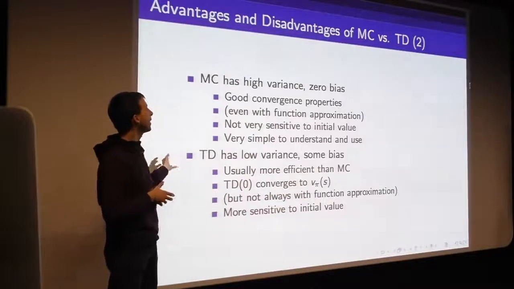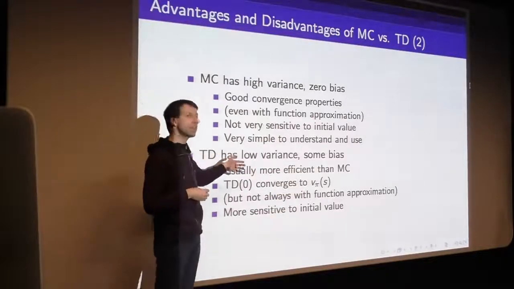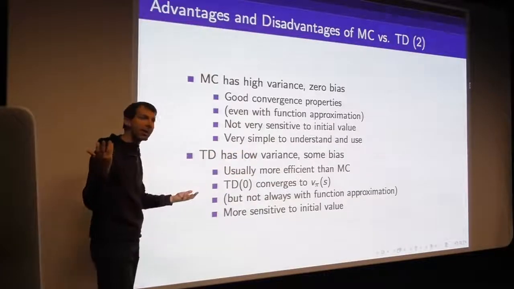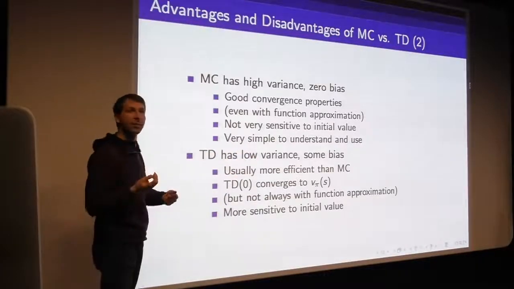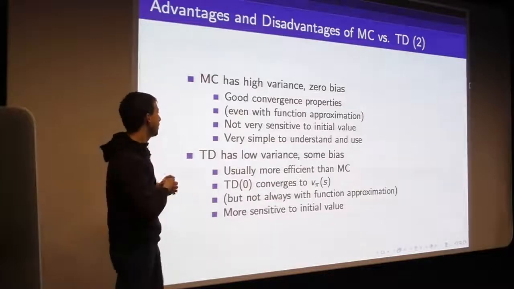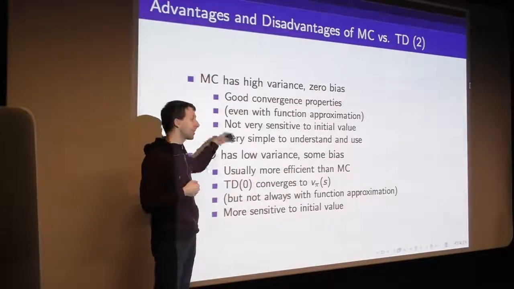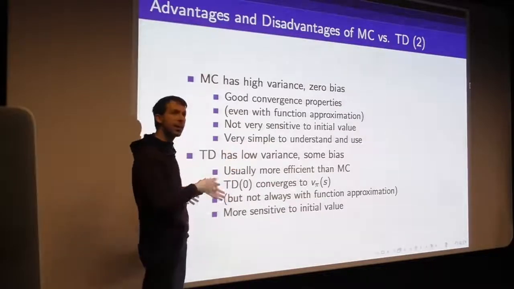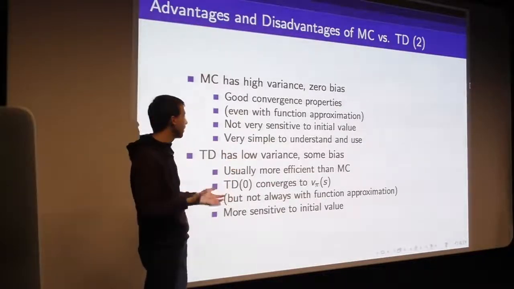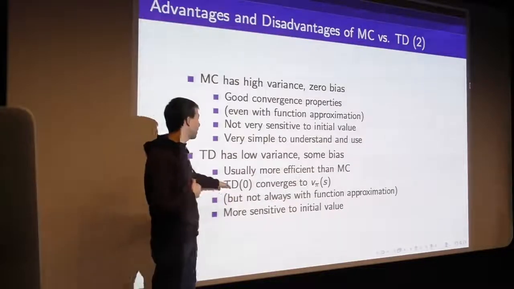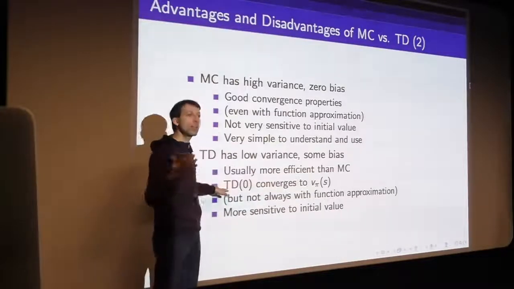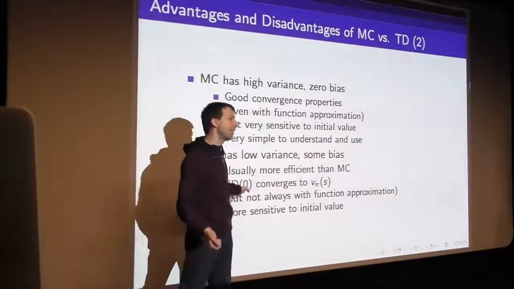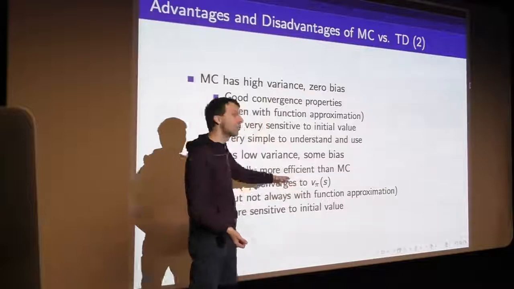So TD, on the other hand, is much lower variance, but it has some bias. And so you should be wondering, well, does the algorithm even work if it's biased? And the answer, luckily, is yes. And it's usually much more efficient than Monte Carlo because it's so much lower variance. In most situations, and we'll see examples of this, TD is generally a much more efficient algorithm. And for the special case we're looking at, policy evaluation using table lookup, it converges to the true value function.